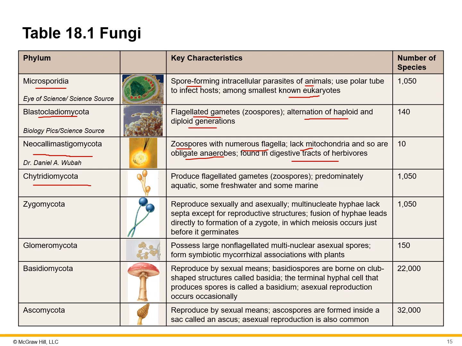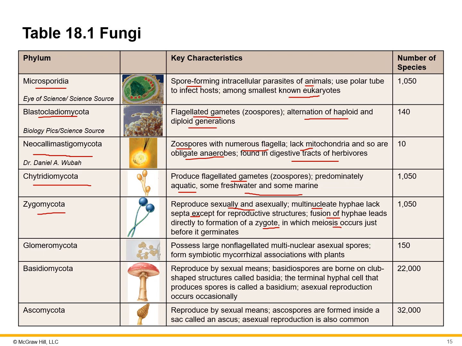The Chytridomycota also produce flagellated gametes, zoospores, but they're predominantly aquatic. Most of them live in freshwater. Some of them are marine though. Then the Zygomycota reproduce sexually and asexually. They have multinucleate hyphae, but they don't have septa except for the reproductive structures. It's the fusion of those hyphae that leads to the formation of the zygote, where we get that diploid forming.